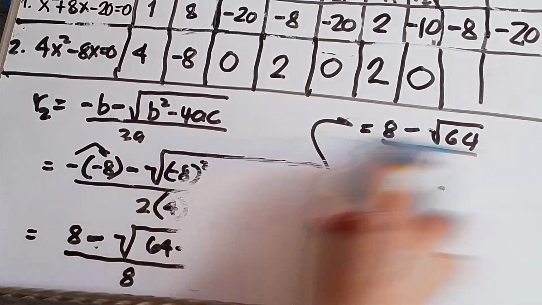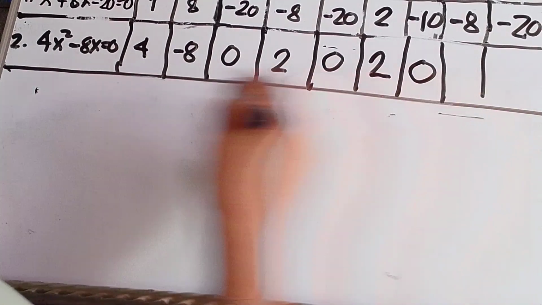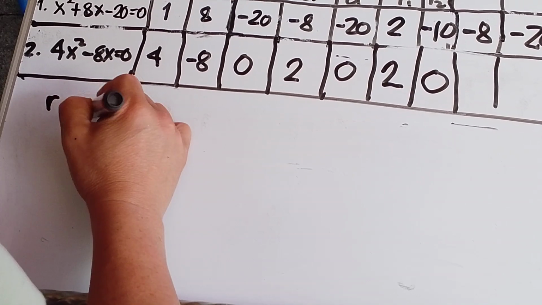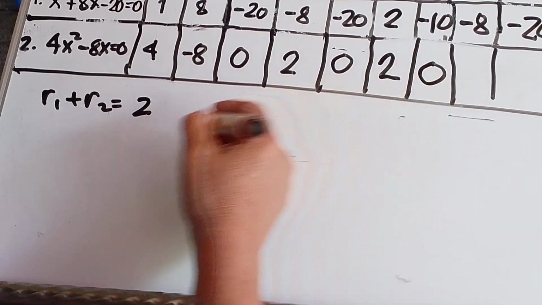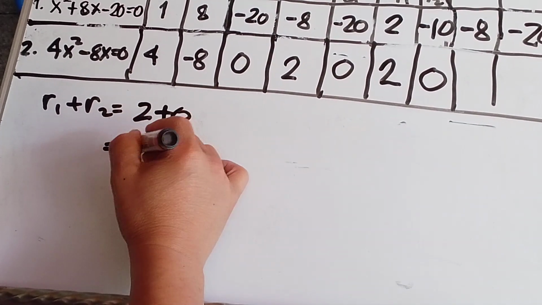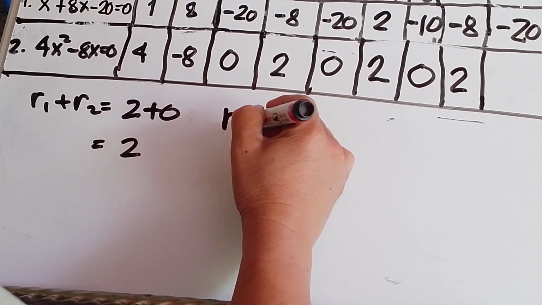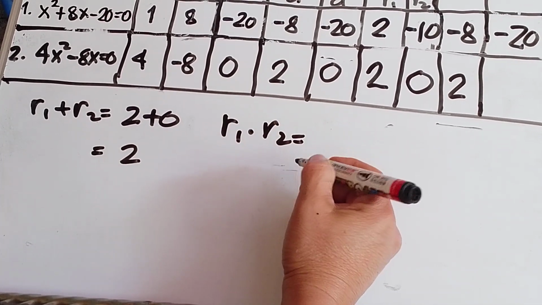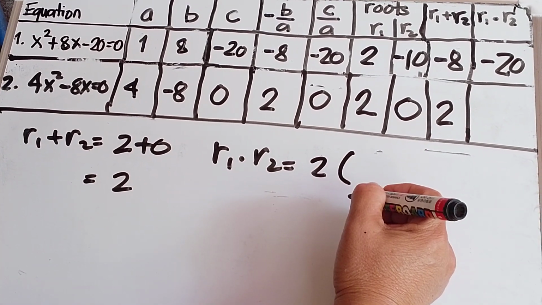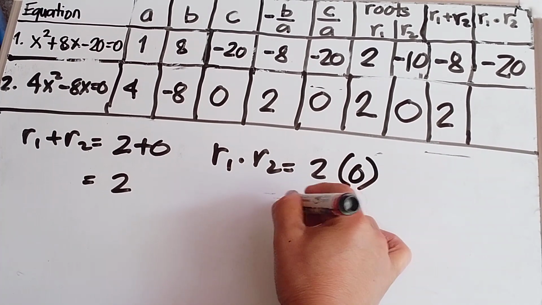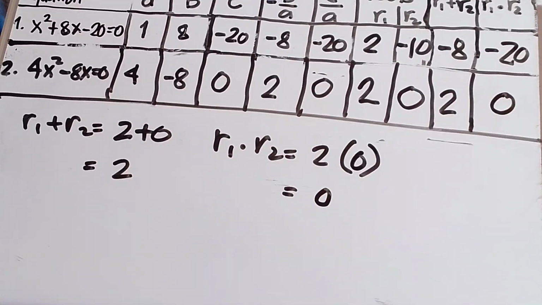Okay, let us solve R1 plus R2. R1 is 2, and then R2 is 0. So this will be equal to 2. Then the last one is R1 times R2. What is R1? 2 times R2, 0. So my R1 times R2 is equal to 0. So that's all for today's topic.